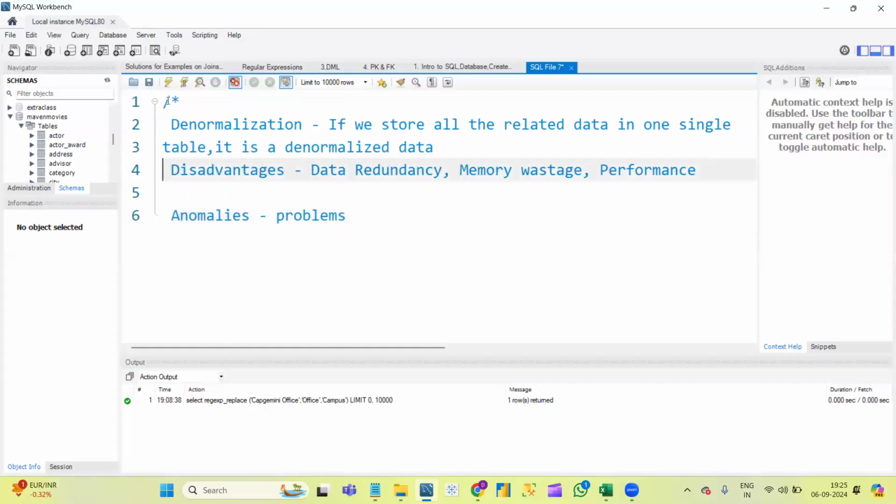I have one question, Divya. Sorry to interrupt. Yes, please. You said denormalization is just storing all the column data in a single table, right? Correct. Then why does data redundancy come?